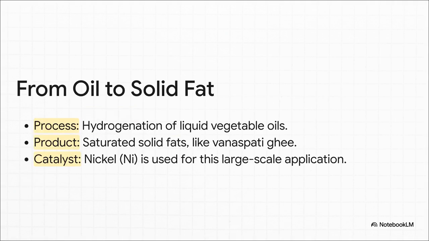And there it is. That's our answer. The unsaturated fats in liquid vegetable oils are the starting material. They get put through this catalytic hydrogenation process, which saturates their molecules, and that saturation is what physically changes them from a liquid into a solid fat. It is exactly how products like solid vanaspati ghee are made. And because it's done on such a huge scale, that cost-effective nickel catalyst is almost always the one they use.